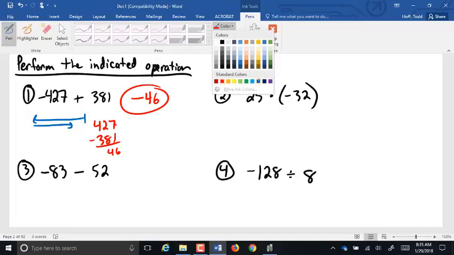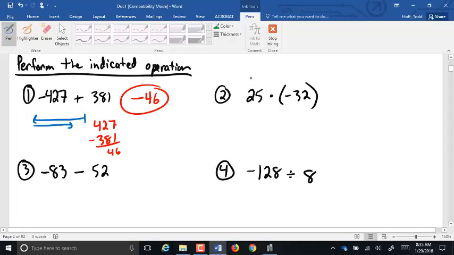Number two, we're multiplying. When we multiply or divide, we combine the numbers like we normally would, and then we put the correct sign on it. Here, 25 times 32 is 800. A positive times a negative is a negative. So negative 800.